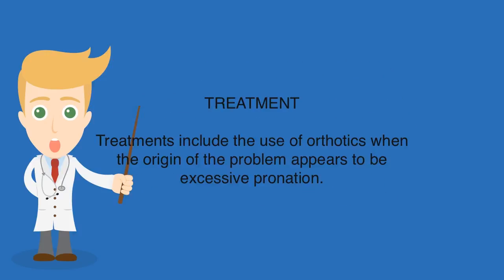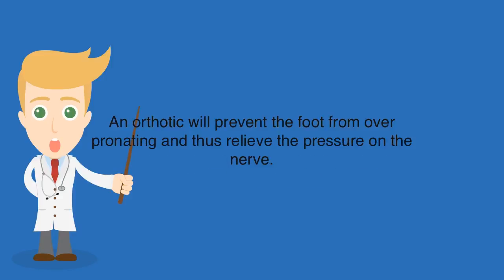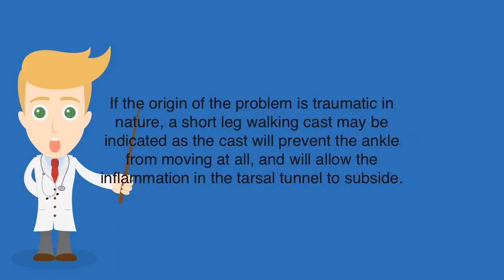Treatments include the use of orthotics when the origin of the problem appears to be excessive pronation. An orthotic will prevent the foot from overpronating and thus relieve the pressure on the nerve. If the origin of the problem is traumatic in nature, a short leg walking cast may be indicated, as the cast will prevent the ankle from moving at all, and will allow the inflammation in the tarsal tunnel to subside.